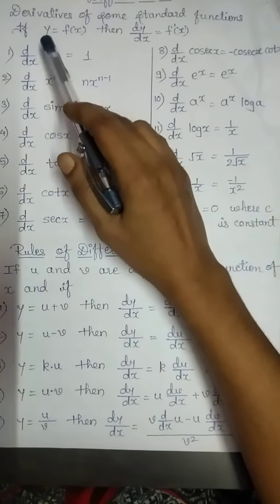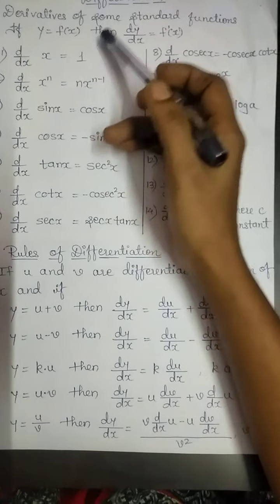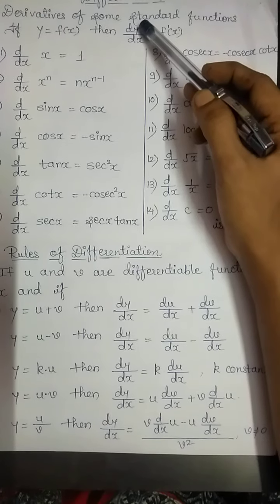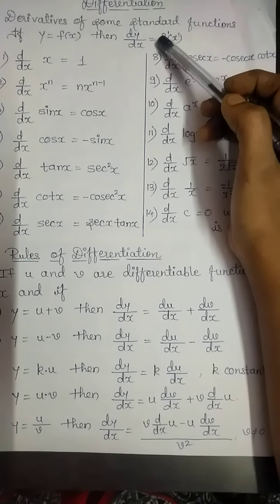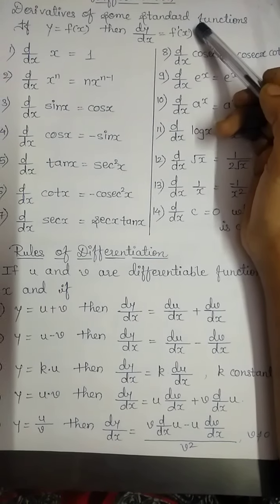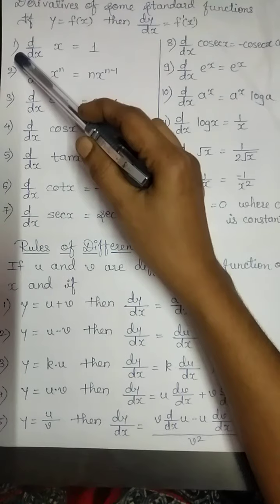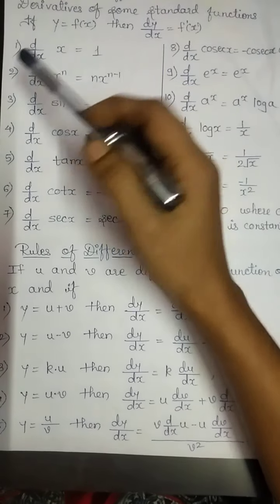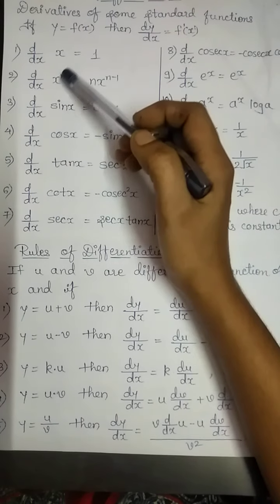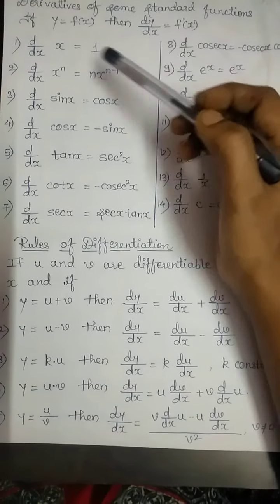Now if y is equal to f of x, then its derivative is denoted by dy by dx, and that is equal to f dash of x. Now these are the formulas. First, derivative of x is equal to 1. Derivative of x raised to n is equal to n into x raised to n minus 1.